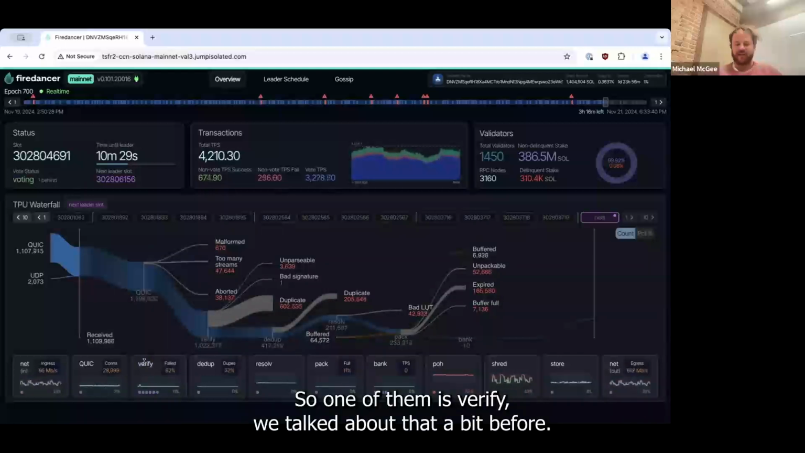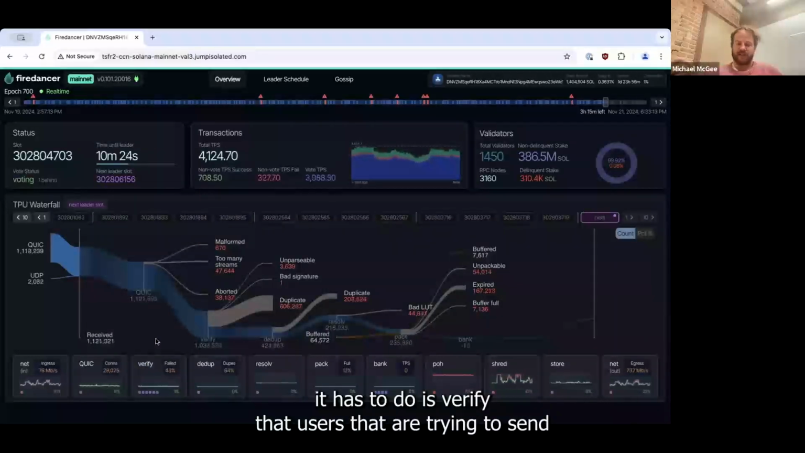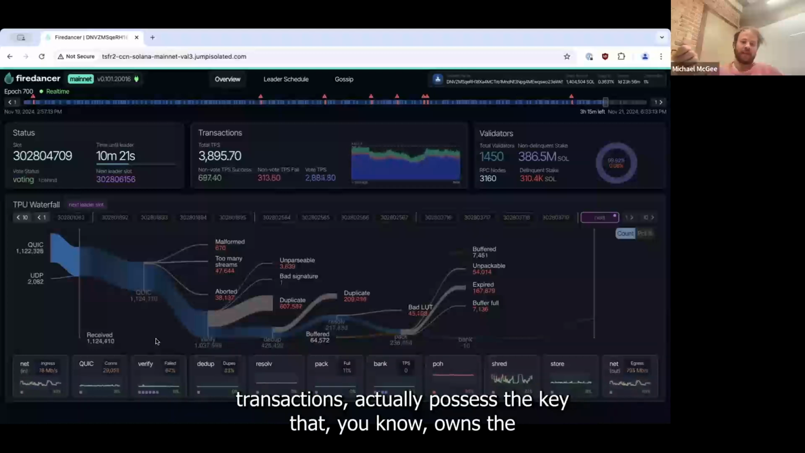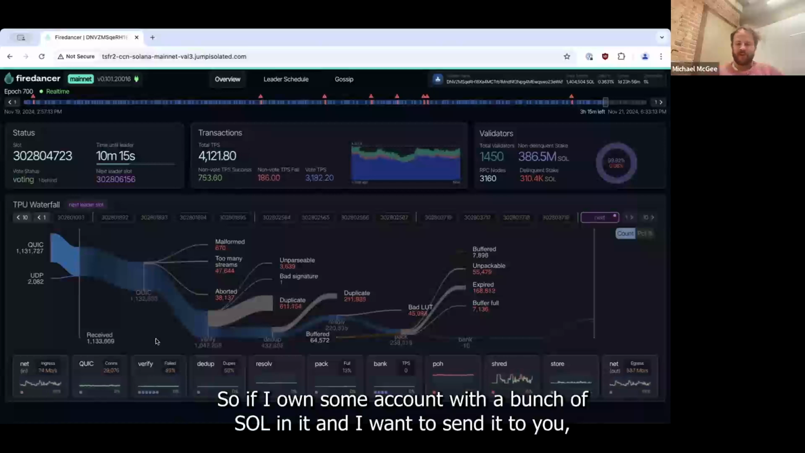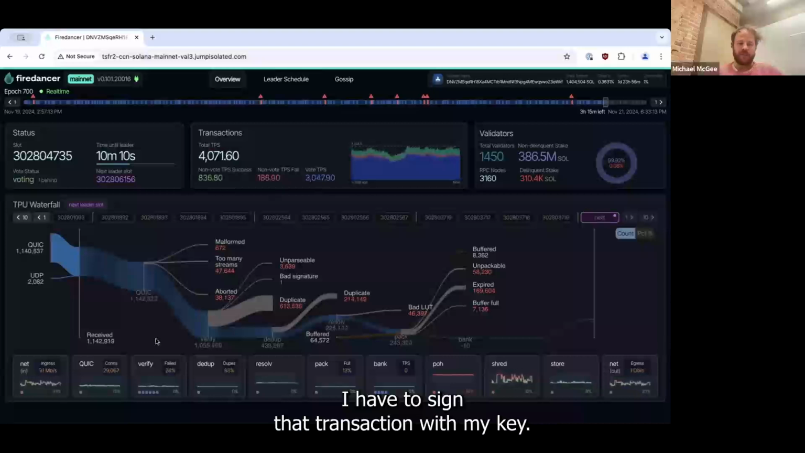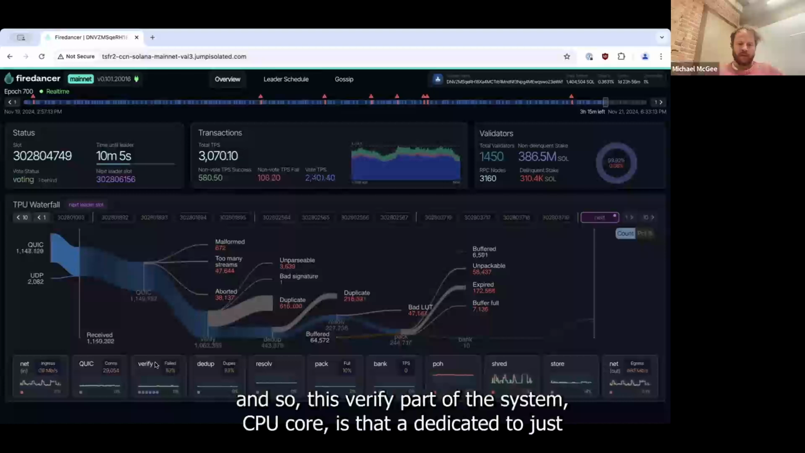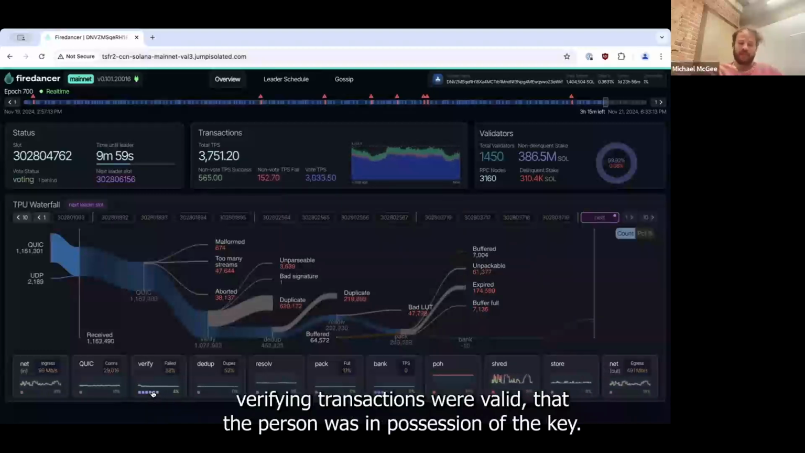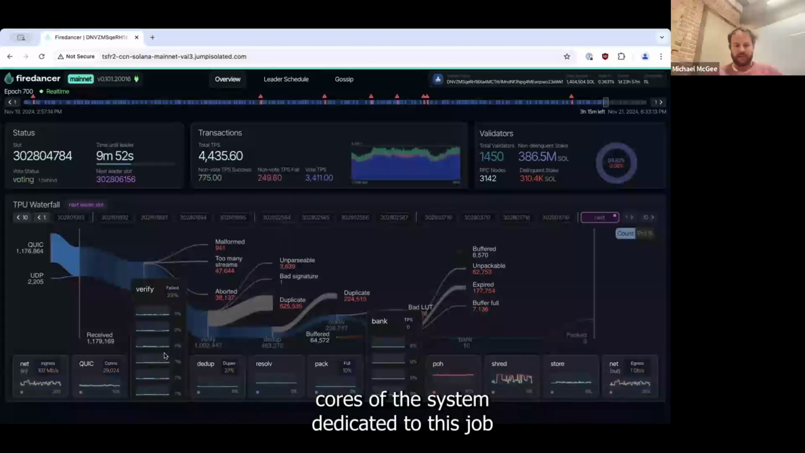So one of them is verify. We talked about that a bit before. One thing a validator has to do is verify that users trying to send transactions actually possess the key that owns the account that is trying to do the transfer. So if I own some account with a bunch of Sol in it and I want to send it to you, I have to sign that transaction with my key so that the validator can verify that I really have permission to do that. And so this verify part of the system are CPU cores dedicated to just verifying transactions were valid, that the person was in possession of the key. And you can see here we have 6 CPU cores of the system dedicated to this job.